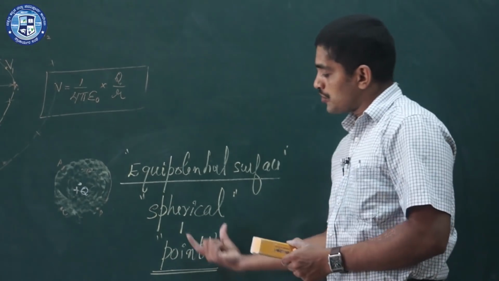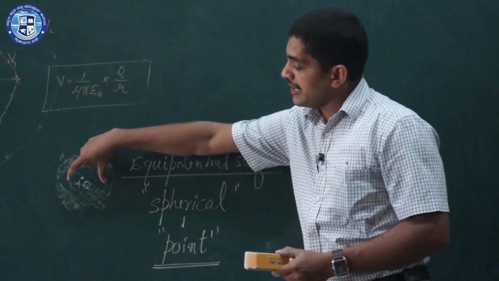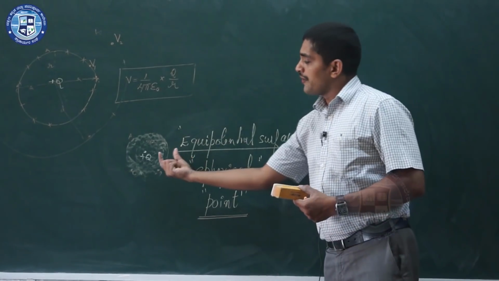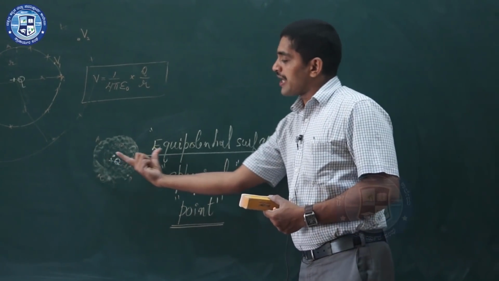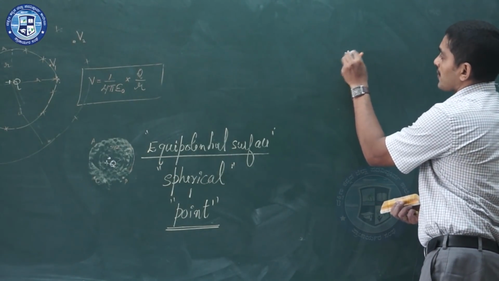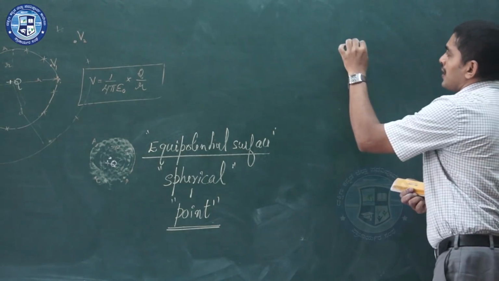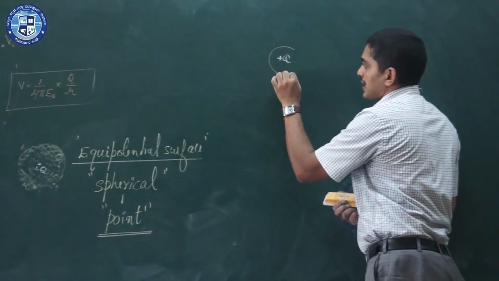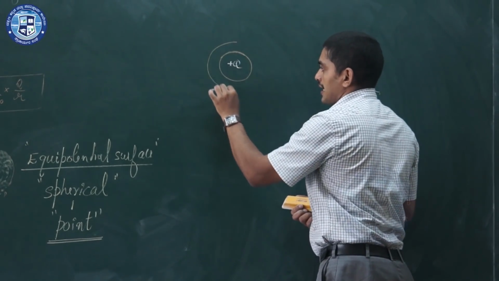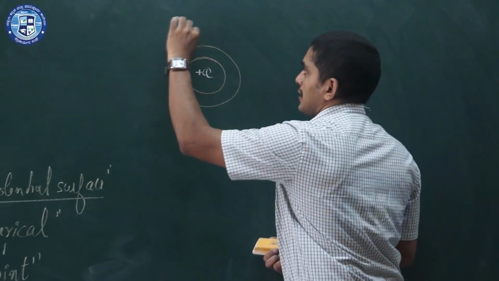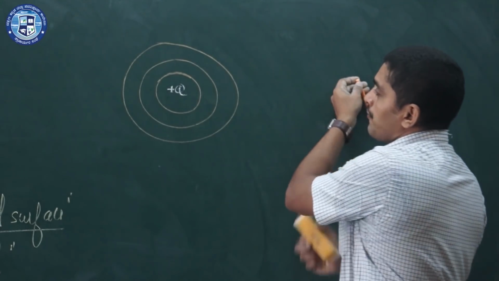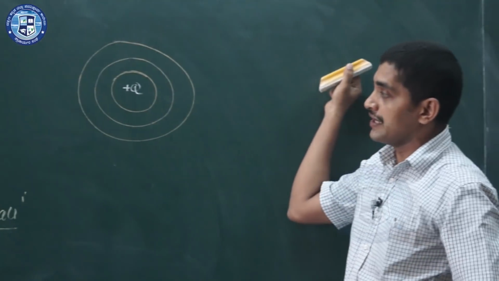An isolated point charge has a spherical equipotential surface for a given point charge. You can think of any smaller sphere, or any bigger sphere. Say if I have a charge plus q here, I can think of any number of spheres. This is not a circle I am drawing, it is a sphere, and another sphere with a slightly bigger radius. I can think of one more with a bigger radius. You can think of an infinite number of such concentric spheres.